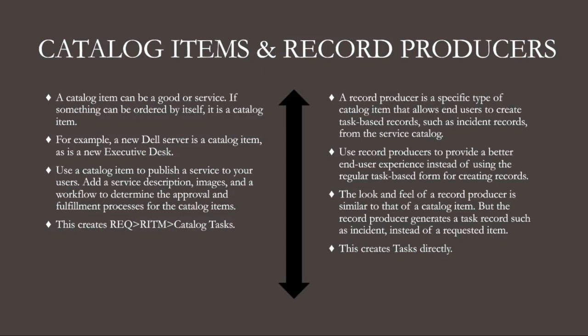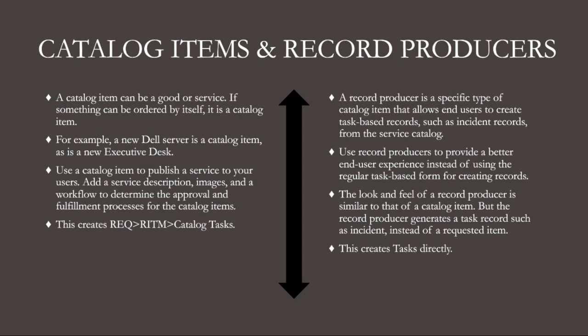Okay. So what is a catalog item and a record producer? Let's see the difference. What is the difference between those? A catalog item can be a good or service. If something can be ordered by itself, it is a catalog item. For example, a new Dell server is a catalog item, as is a new executive desk. A record producer is a specific type of catalog item that allows end users to create task-based records, such as incident records, from the service catalog.